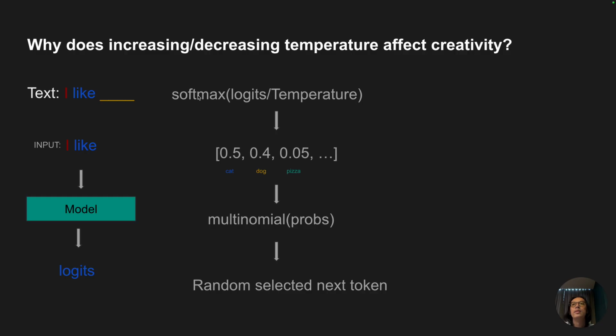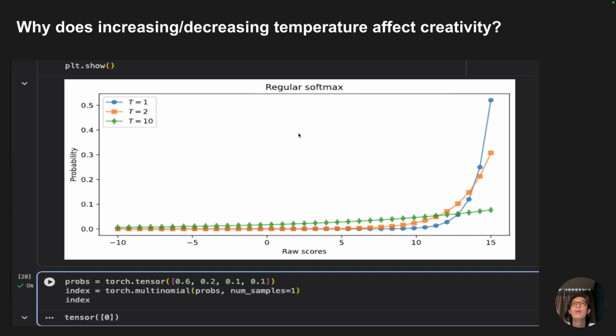Yeah, so you may have noticed that we divide the logits by the temperature. That is the reason why increasing and decreasing the temperature affects the model's creativity. Let me explain why. Here we have temperature 1, temperature 2, and temperature 10, and these are the raw scores, but to understand it easily, you can consider each as a token. So for example, token 15 has a really high probability. So in the next step, we do multinomial. That means most of the time we will choose token 15.